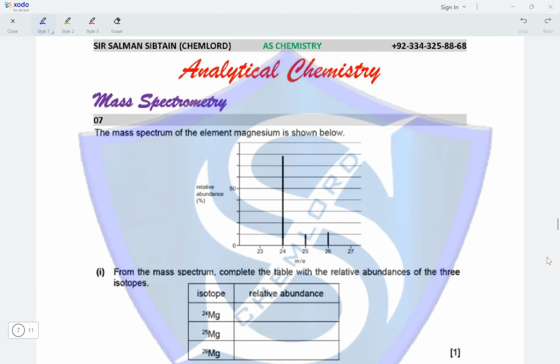Question 7. The mass spectrum of the element magnesium is shown. Magnesium has three isotopes, with the Ar value of 24. The relative abundance would be 10, 20, 30, 40, 50, 60, 70, and just below 80, so let's put it at 79. For the mass of 25, the abundance would be 10. 79 plus 10 is 89. 100 minus 89 would give us 11, which is seen as the mass of 26 is just above the relative abundance value of 10, so 11.